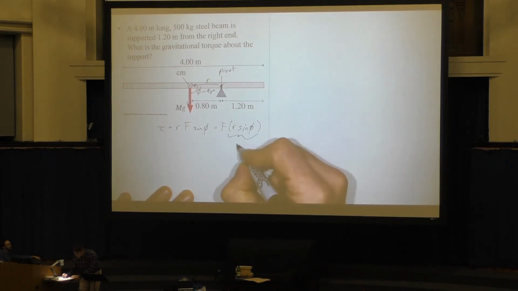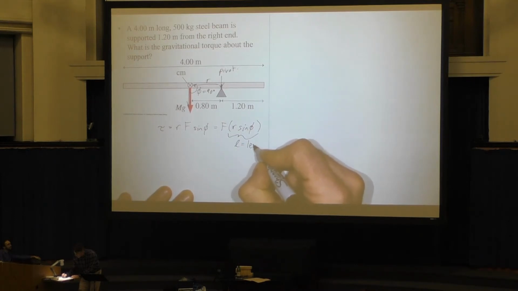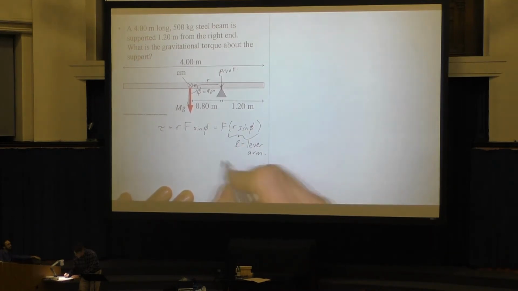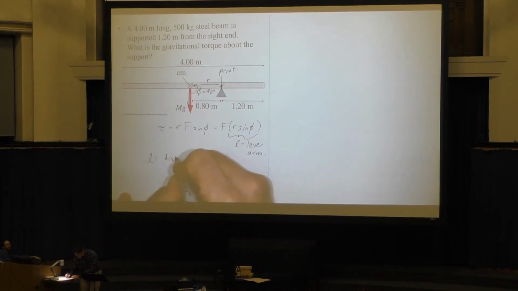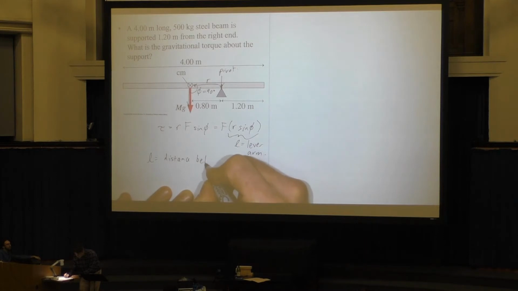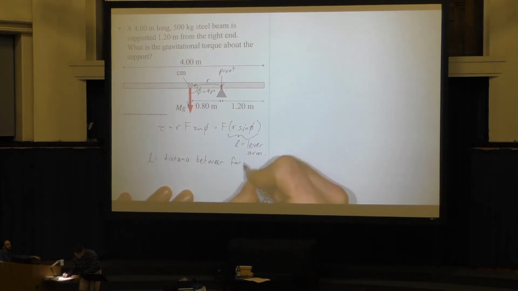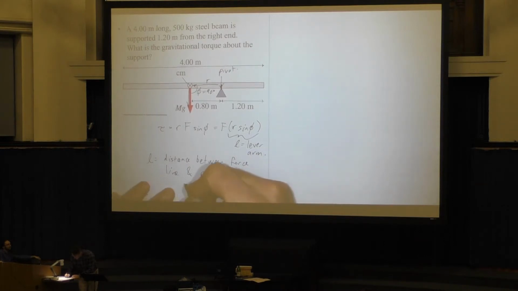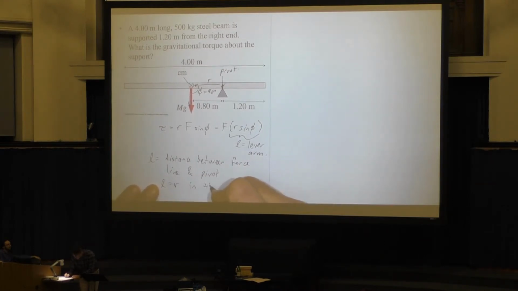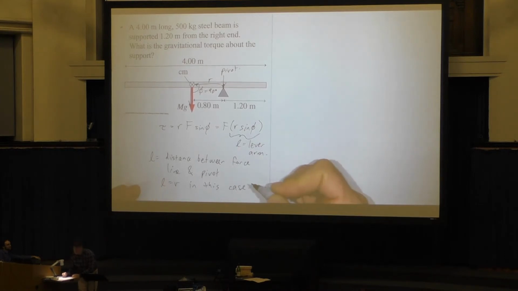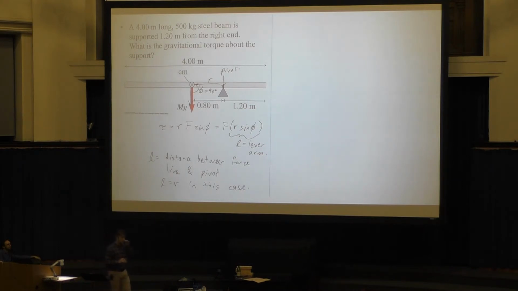So I like to call this the lever arm. And L is always the distance between the force line and the pivot. So in this case, L equals R. But you'll see me in future problems using this lever arm quite a lot because it's nice and visual. I can always see the lever arm in my extended free body diagram, and then I'm not confused about where the phi is and where the sine of phi is. It's pretty helpful.